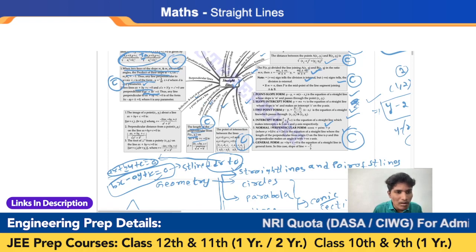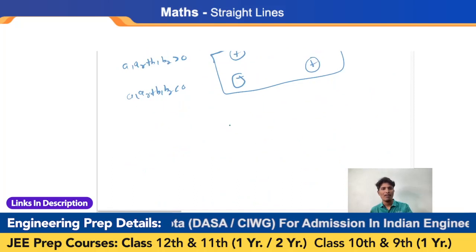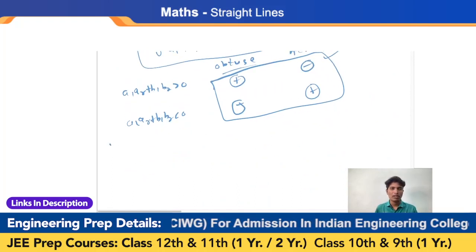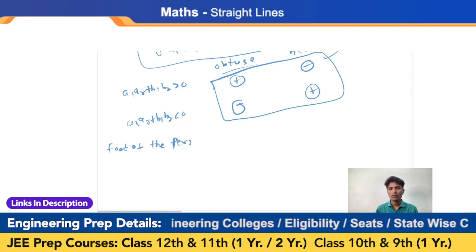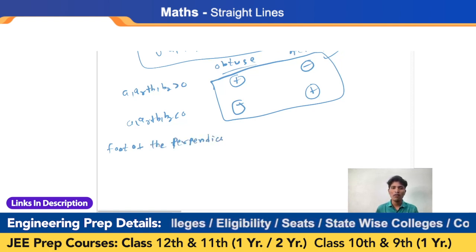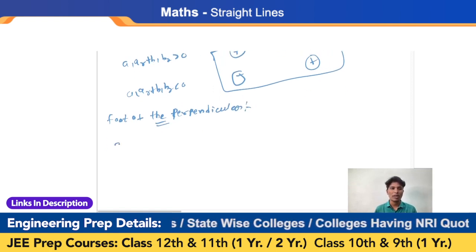Now come the important points. These are very, very important points I will discuss. In straight lines, the two main important concepts are the foot of the perpendicular concept, and another is the image concept. First I will explain the foot of the perpendicular.